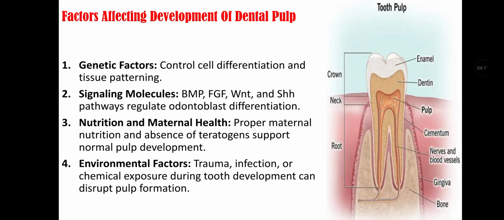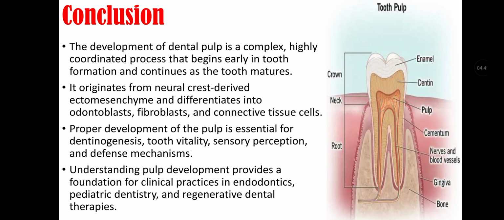Factors affecting development of dental pulp. They include genetic factors. They control cell differentiation and tissue patterning. Second factor is signaling molecules like BMP, FGF, WNT, and SHH pathways that regulate odontoblast differentiation. Third factor is nutrition and maternal health, as proper maternal nutrition and absence of teratogens support normal pulp development. Fourth factor is environmental factors, as trauma, infection, or chemical exposure during tooth development can disrupt pulp formation.